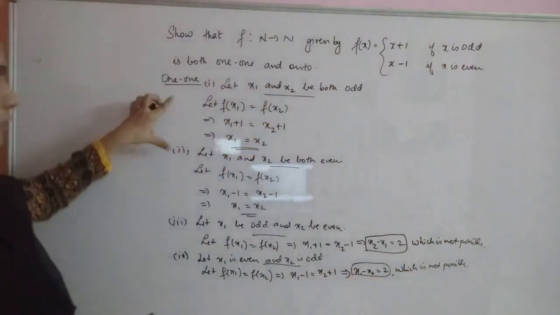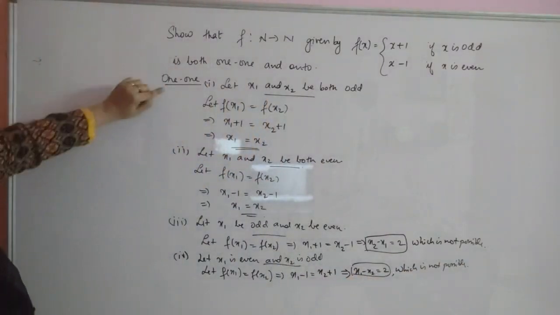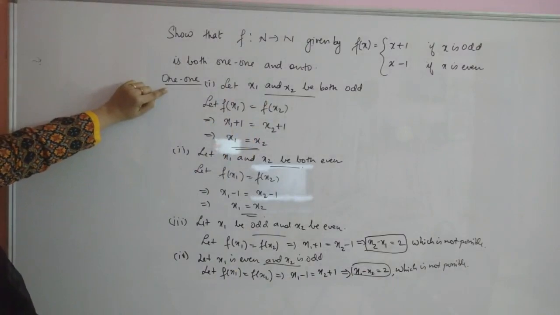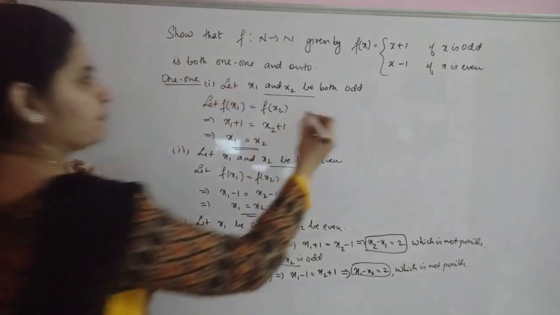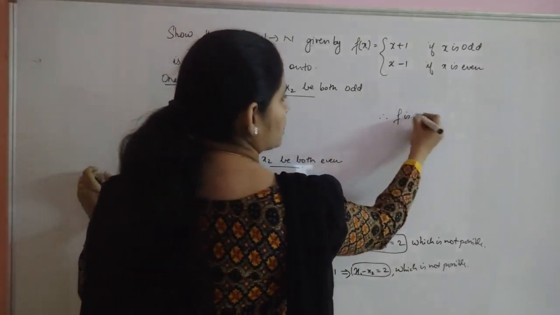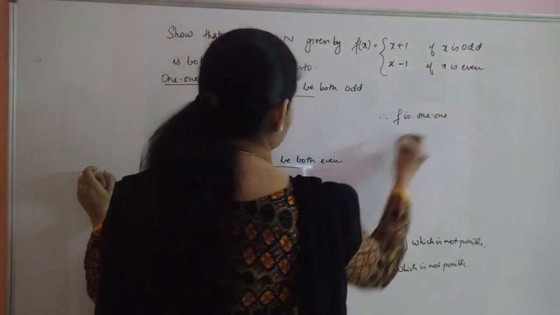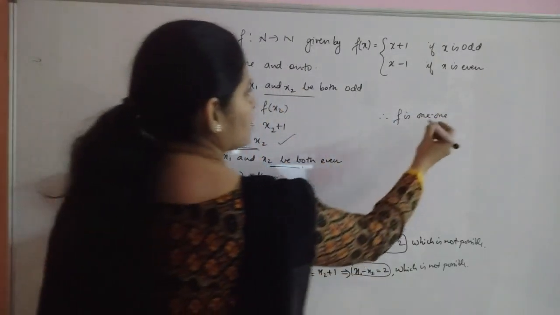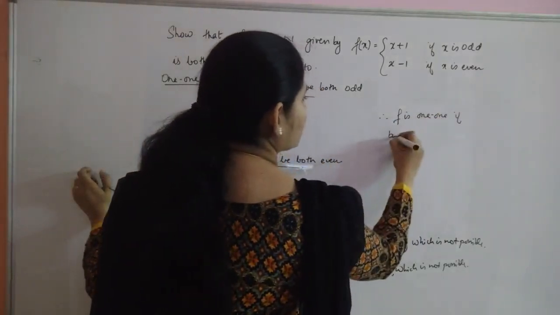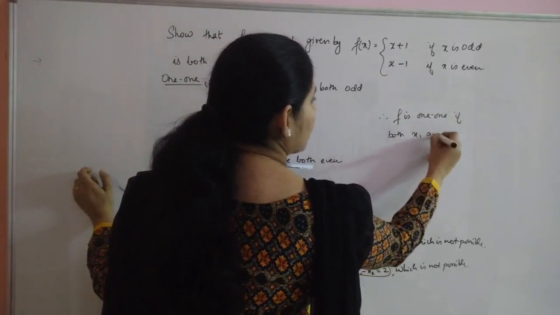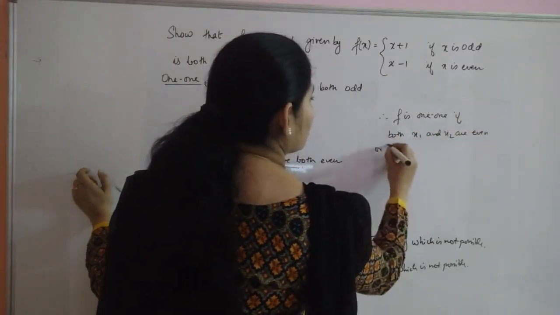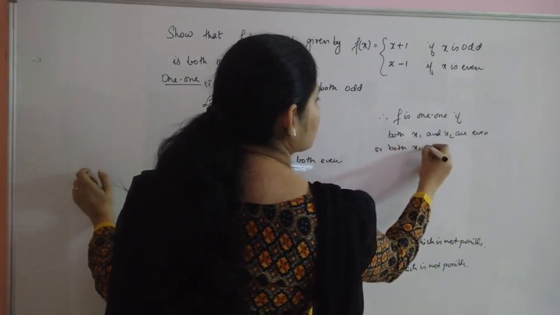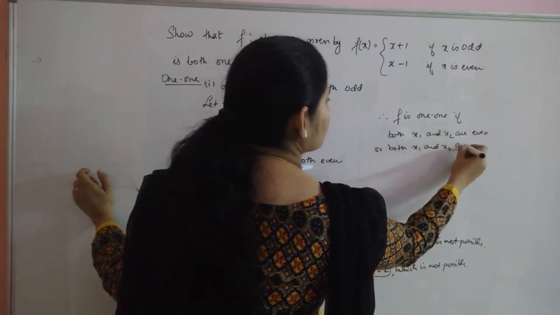So what is the total conclusion? The function will be one-one if both are even or both are odd, that is, both are of the same type. Therefore the function is one-one in these two conditions, that is, if both x1 and x2 are even or both x1 and x2 are odd.